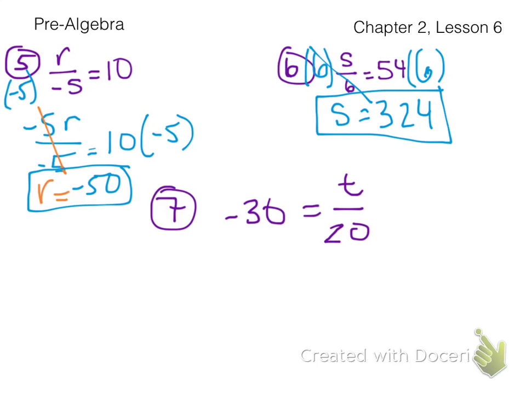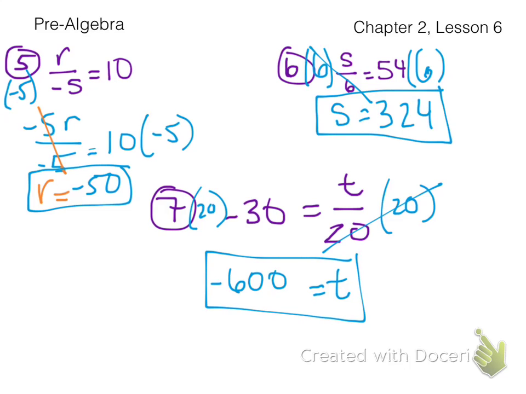All right, so what's the opposite of dividing by 20? Well, that would be multiplying by 20. 20 over 20 cancels out, leaving me just t. t is equal to 20 times negative 30, which is going to give me negative 600. There we go.